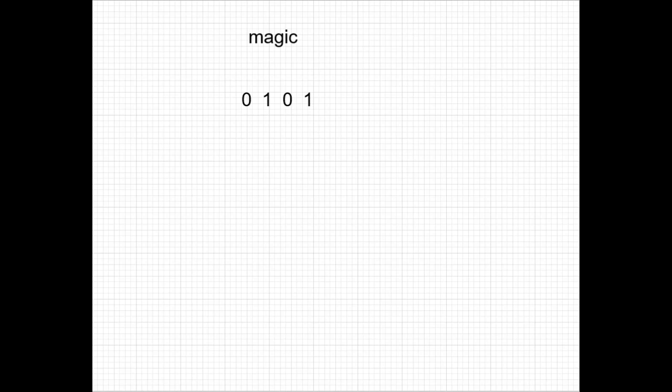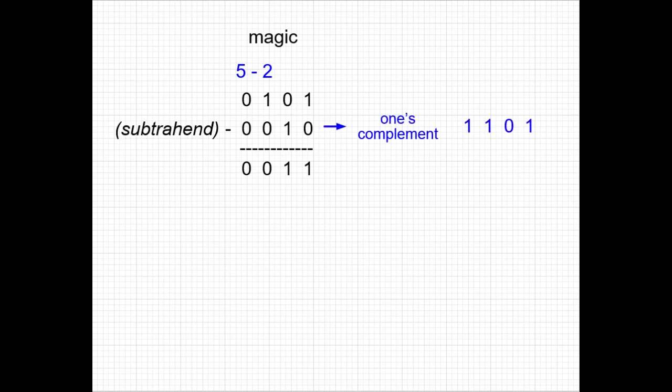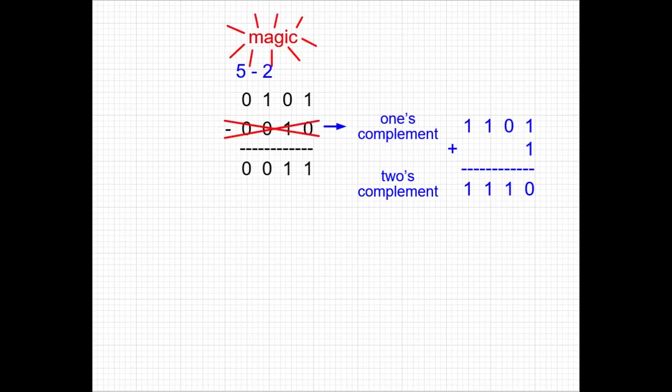Let's take a number, say again 5. And we'd like to subtract 2. We begin by taking the 2's complement of the subtrahend, the 2. We add the 1 to that to get its 2's complement. Here comes the magic. Instead of the original binary 2 that we want to subtract, we add the 2's complement.